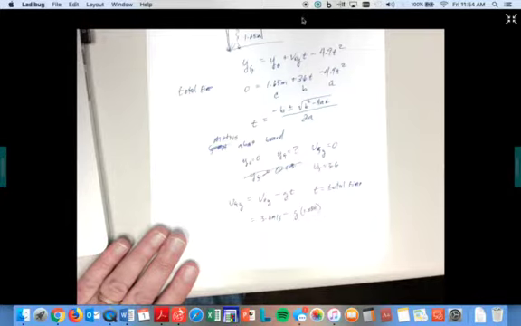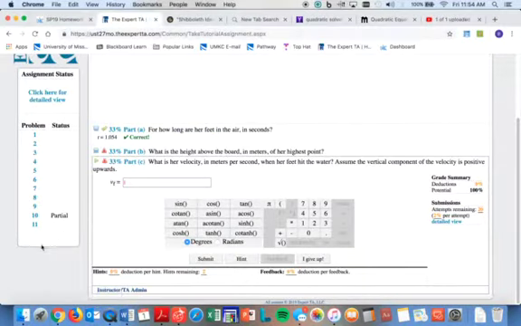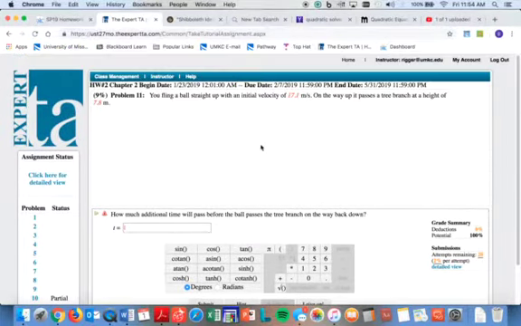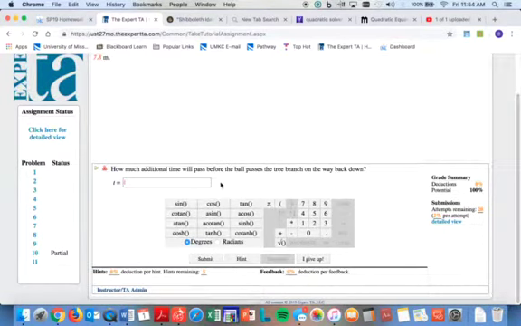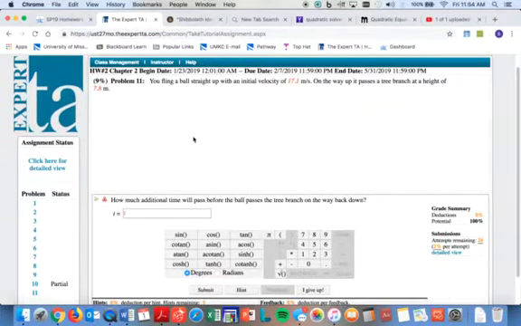And I'm going to go ahead and go to problem 11. It works the same way. You throw a ball, it's the same thing. How long does it take to pass a tree branch at a certain height? So it passes, on the way up, a tree branch at a height of 7.8 meters. How much time passes before the ball passes the tree branch on the way back down?